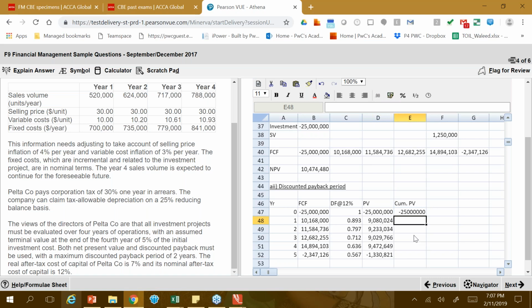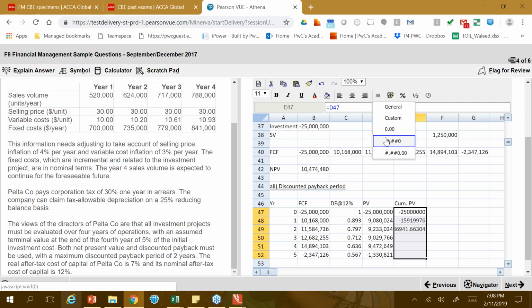And then I need to add the next year's present value onto this cumulative present value. So what I'll do here is I'll take the E47 and add the next year's present value, which is in D48. Then I will take this cumulative present value and add the next year's present value onto it. So we'll take the E48 and we'll add the D49 to it. Just using a separator to make the numbers more presentable.